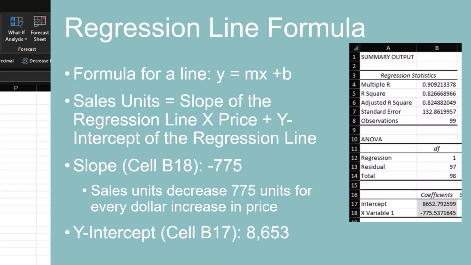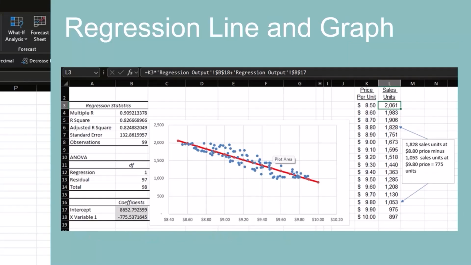The y-intercept is in cell B17. It's 8,653. Here's a graph of that regression line and an XY scatter plot of my sample data. The table on the right is how I constructed the regression line, and the formula bar shows the formula for cell L3 to calculate sales given a price. The text box on the far right shows how sales dropped 775 units when I increased the price by $1 per unit.